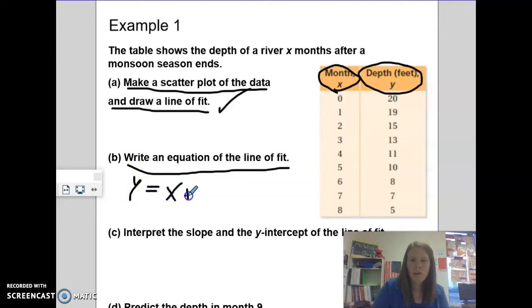And it's okay if you got a slightly different slope than me. Maybe you got 1.5. Okay. As of right now, we're just trying to be as accurate as we can. It is a lot harder to eyeball it and find the line of best fit.